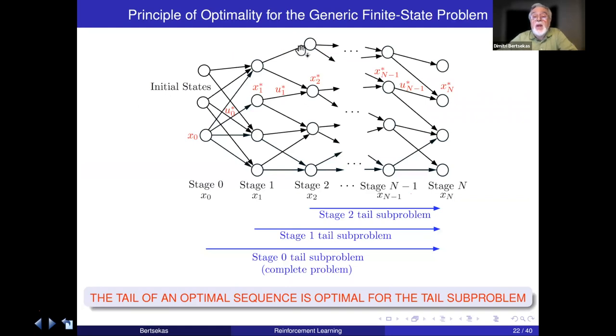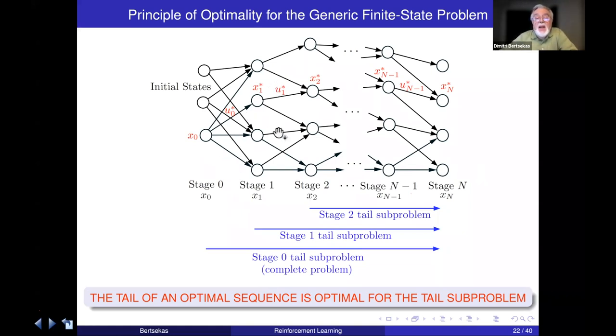Okay, and let's look at it for the generic short finite state problem. Remember, finite state problems can be represented by graphs with the circles being the states and the arcs corresponding to control. What are the tail subproblems here? The stage two tail subproblem starts from states over here and goes all the way to the end. Stage one tail subproblem starts from states here and goes to the end. Stage zero tail subproblem is actually the complete problem.